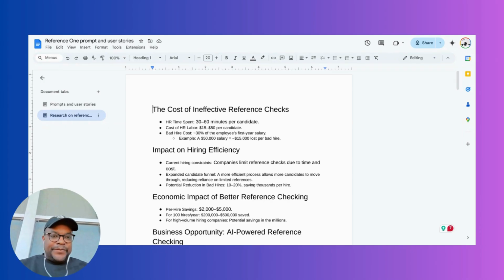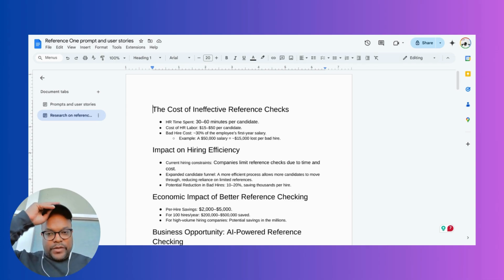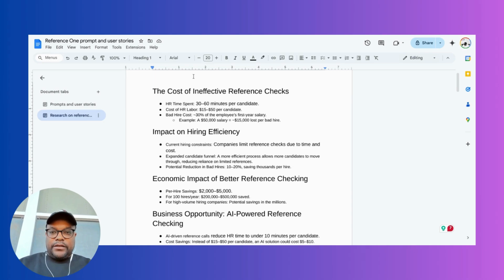I think I used O3 High. Their naming sucks at this point, but essentially I just ran through to figure out the business case for actual reference checks to be automated. So you can see right here, I did a little calculations, or let ChatGPT do some calculations.